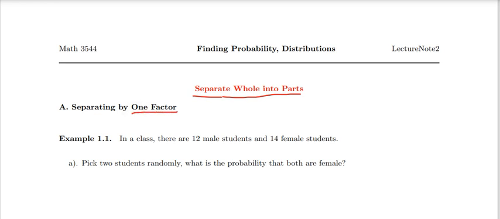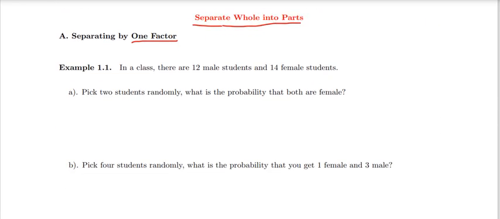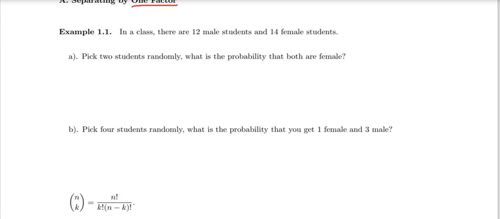For example, we split all people, students, by gender, like male or female. So we say we split it by one factor. So this is gender. Before we just had male, female. Maybe by now we have LGBT. But anyway, here we just split by one factor. So we can have those questions. I pick one student. What is the chance this one is female? I pick two. What is the chance that both are female?